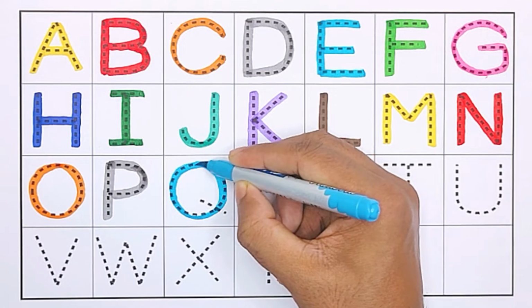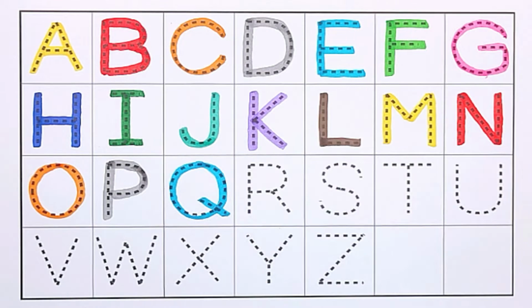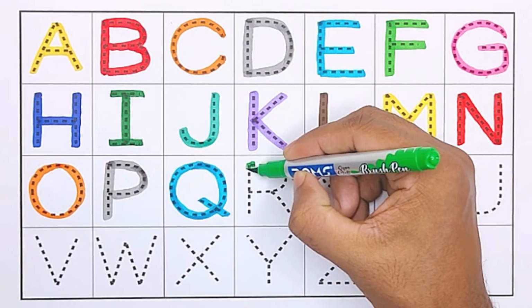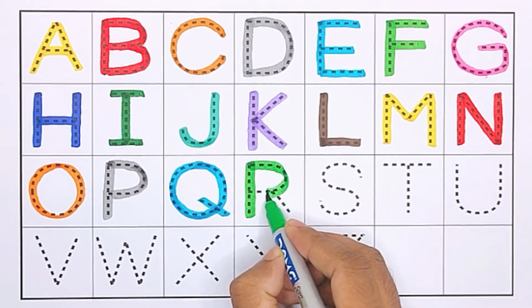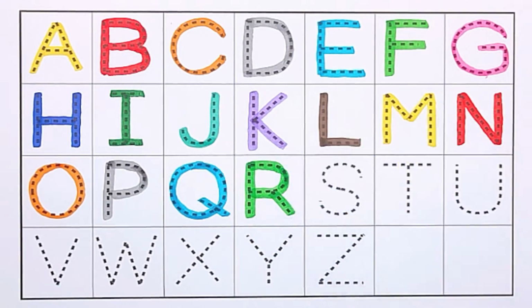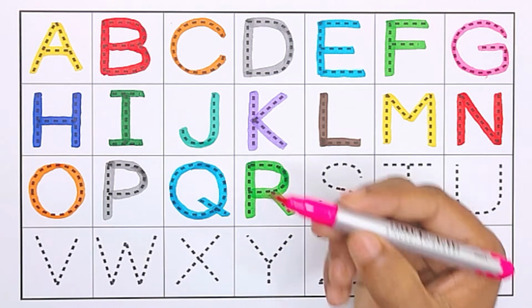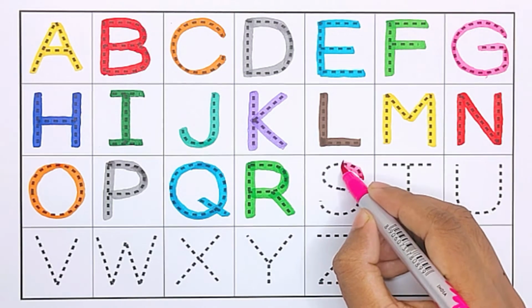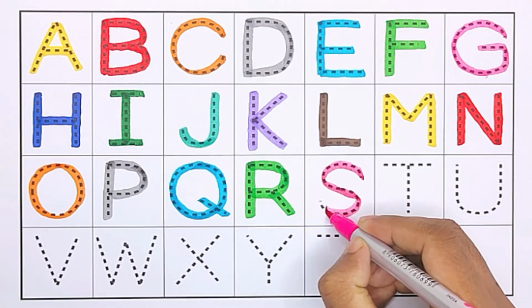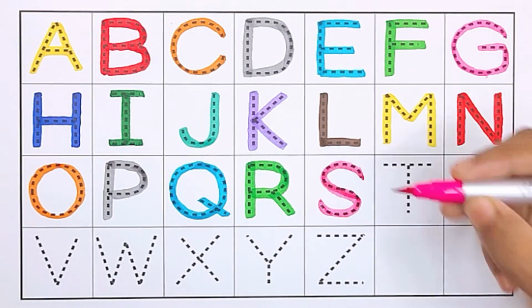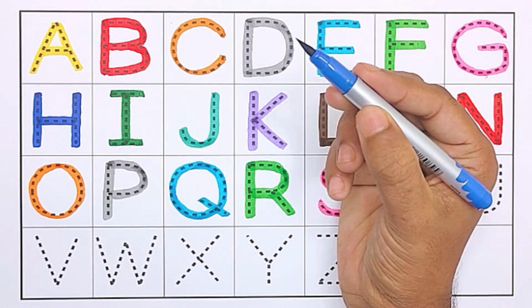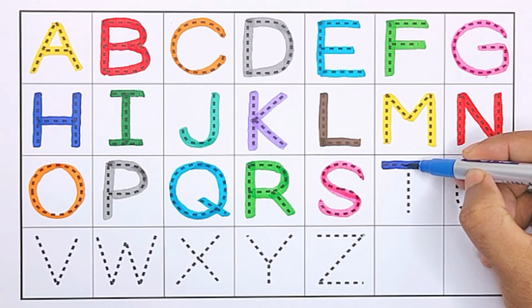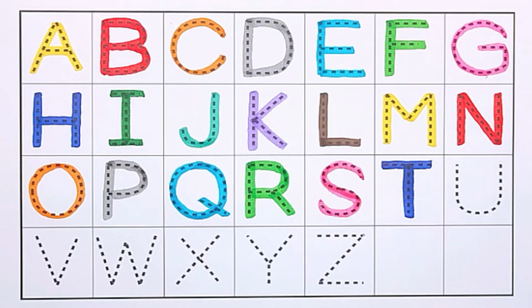Q for queen. Light green color. R for rainbow. Pink color. S for strawberry. Blue color. T for train. Green color.